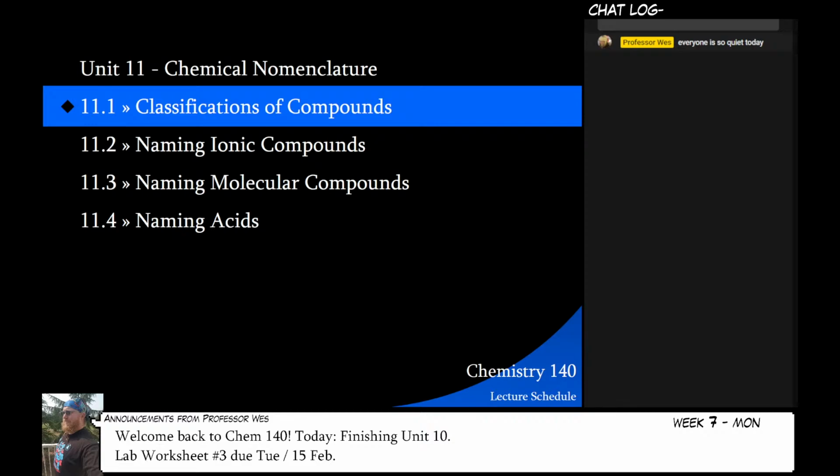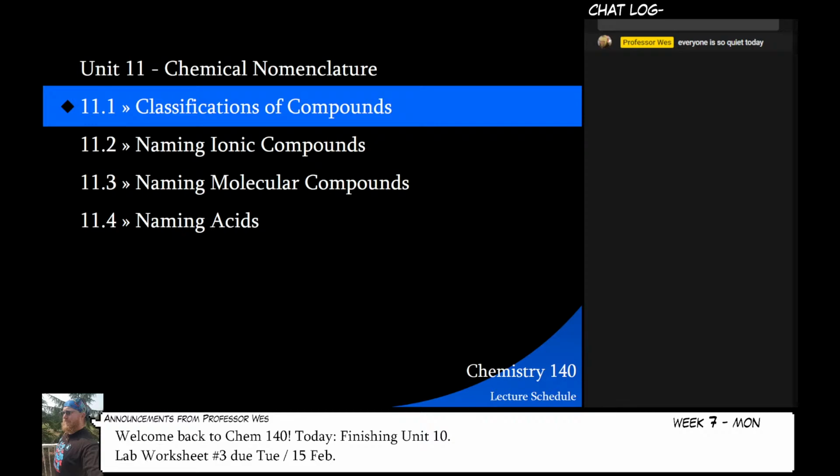Unit 11 is all about nomenclature. Nomenclature is the systematic method by which we name substances. So we're not going to just refer to compounds in this class by letters of their elements and just reading them off. So no more NaCl. We're going to call it sodium chloride because that's what it's actually called.